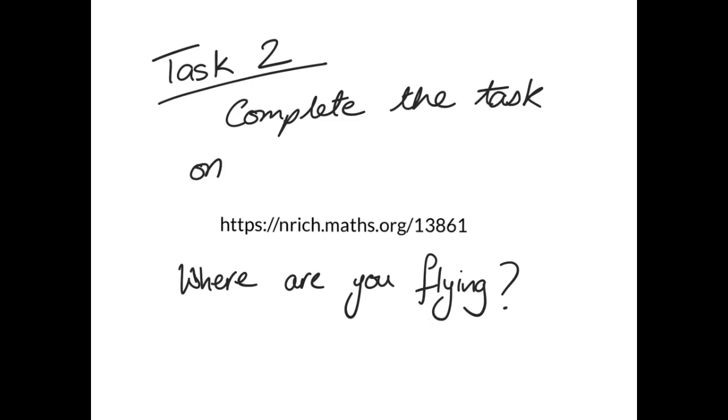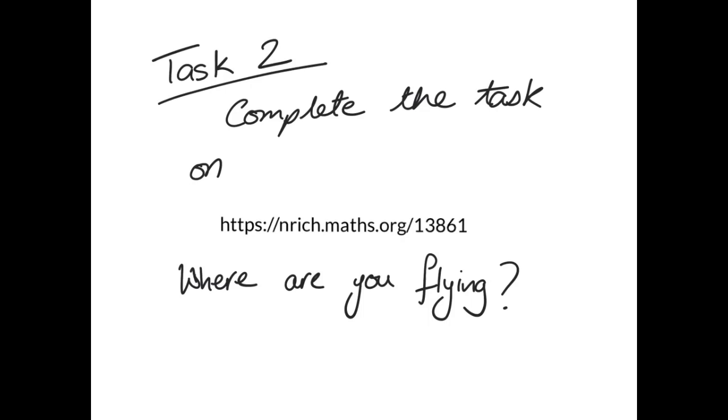The second task you could do is there is a task on the Enrich website. You need to use that website address. It's called Where Are You Flying? And it gives you some data in different formats. And when you look at the questions at the bottom, you'll see that you have to discuss how good the different representations are, what are their strengths and weaknesses. So you can do either of those tasks. You can do both if you're feeling very motivated.